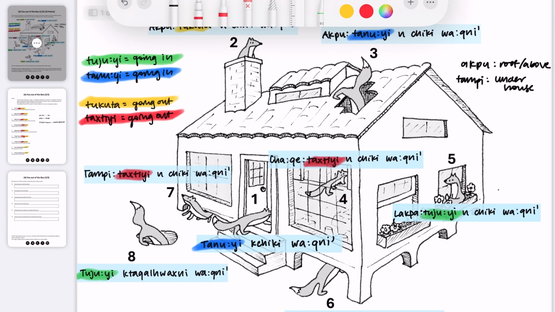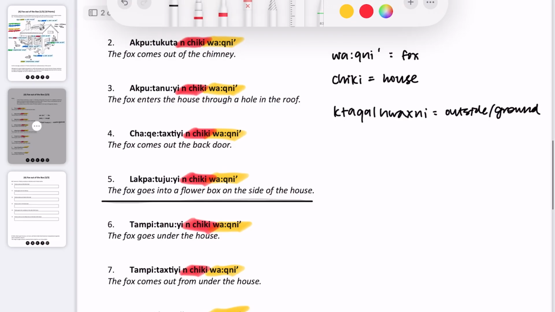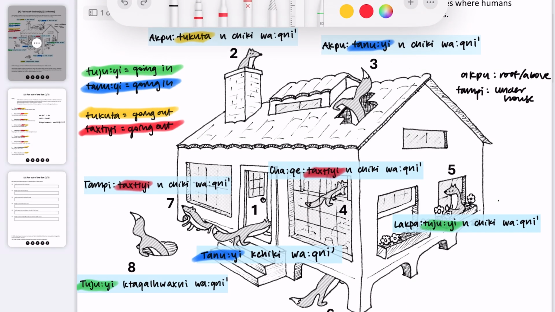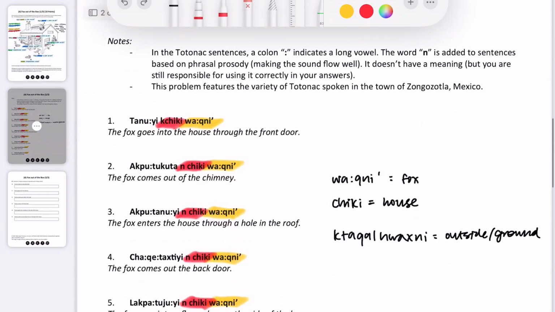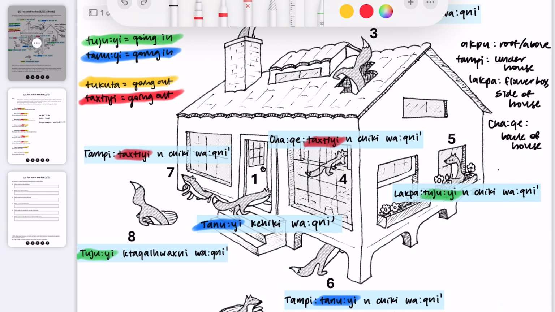Okay, we also have this word lakpa, which I'm assuming means something like the flower box or the side of the house, because at number 5 we have this statement that the fox goes into a flower box on the side of the house. So the fox is on the side, so we can write flower box side. And then this word chakwe, let's look at the sentence for 4 again. He's going out the back door, so I'm assuming that means back of the house or something. And again, we know that these words at the beginning of the verb phrase describe where exactly the fox currently is. So that's how we know it has to describe back.